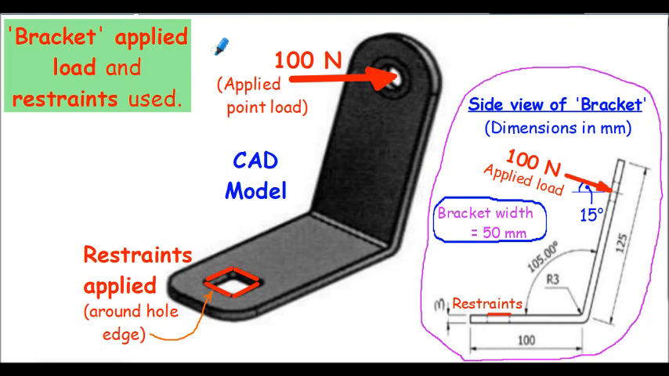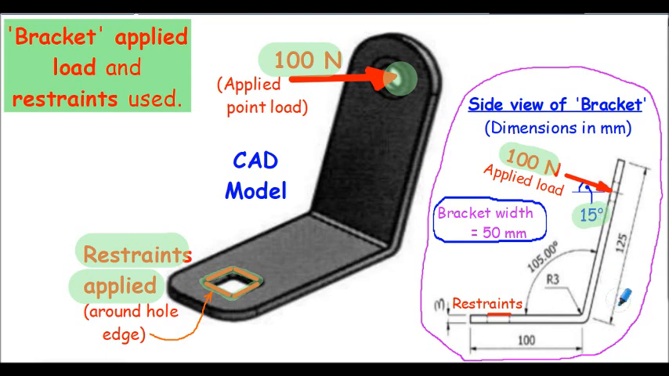Just for reference, here's an enlarged view of the bracket showing the applied concentrated load of 100 newtons here on the upstand of the bracket, and the model restraints applied around the whole edge shown here. It was assumed that the restraints were applied around the whole edge in both translation and rotation. This right hand 2-dimensional sketch shows the applied load was actually at an angle of 15 degrees to the horizontal.